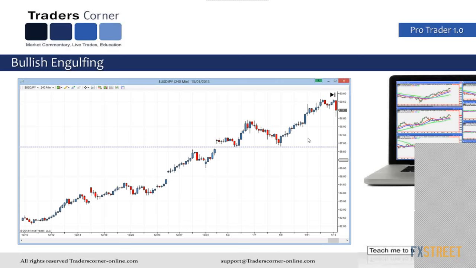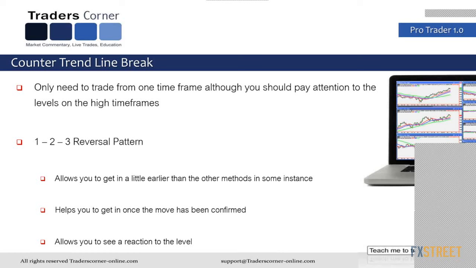So is everybody happy with candlestick reversal patterns? Remember, don't worry about the names. Just think about what the candle is telling you at the location you have decided to take a trade from.